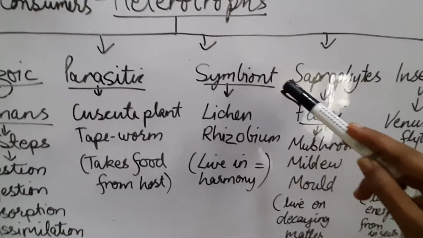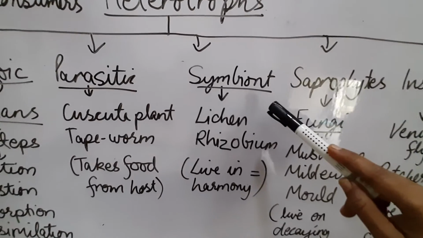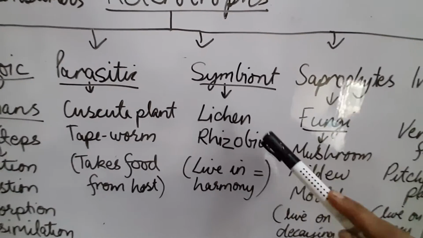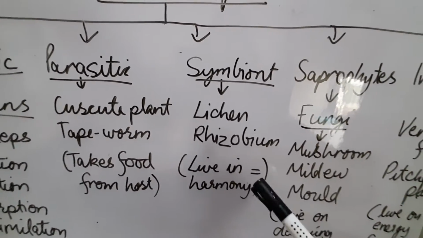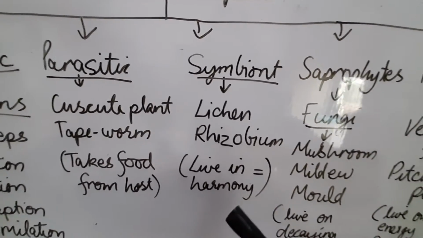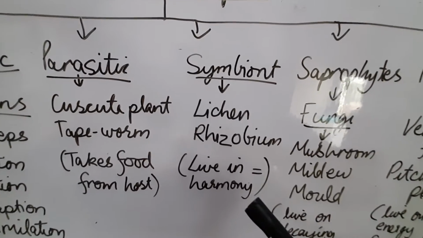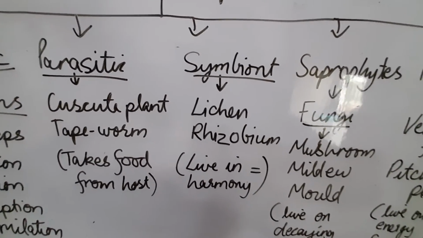Then we have symbionts. What is symbiotic nutrition? Here they live in harmony together. Two organisms live in harmony with each other, just like lichen, where we have one alga and a fungus living together. Rhizobium is also one of the examples.